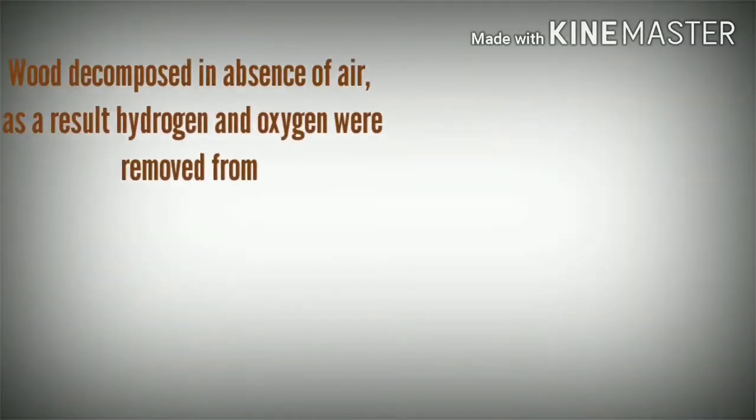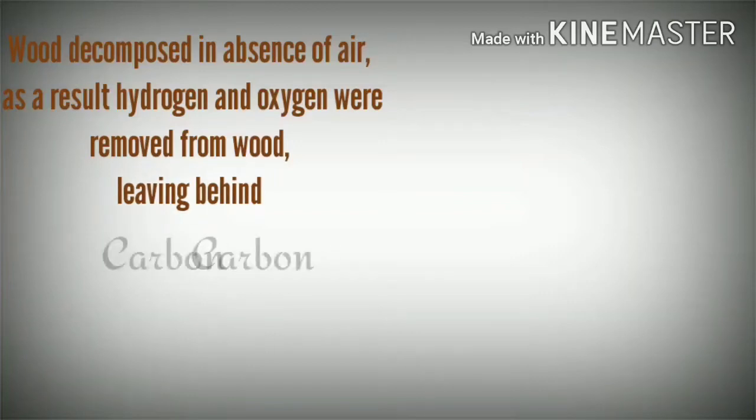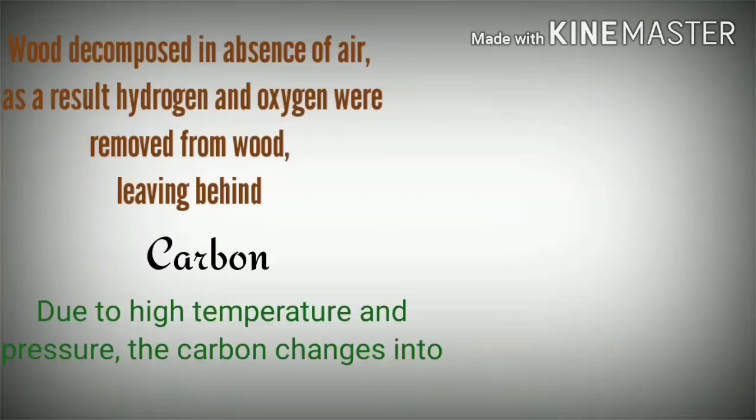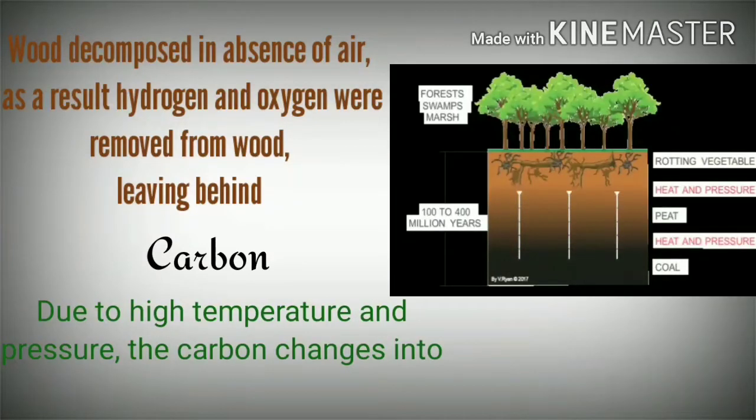Wood of the trees is decomposed in absence of air, and as a result, hydrogen and oxygen are removed from the wood, leaving behind carbon. Now, due to high temperature and high pressure, the carbon changes into coal. So all these processes take place deep inside the earth, and high temperature and high pressure play a very important role in the formation of coal.